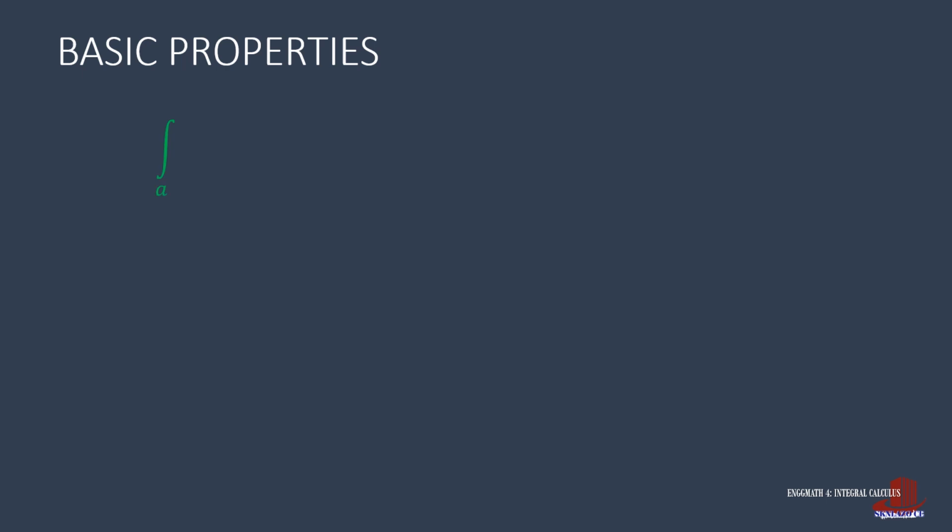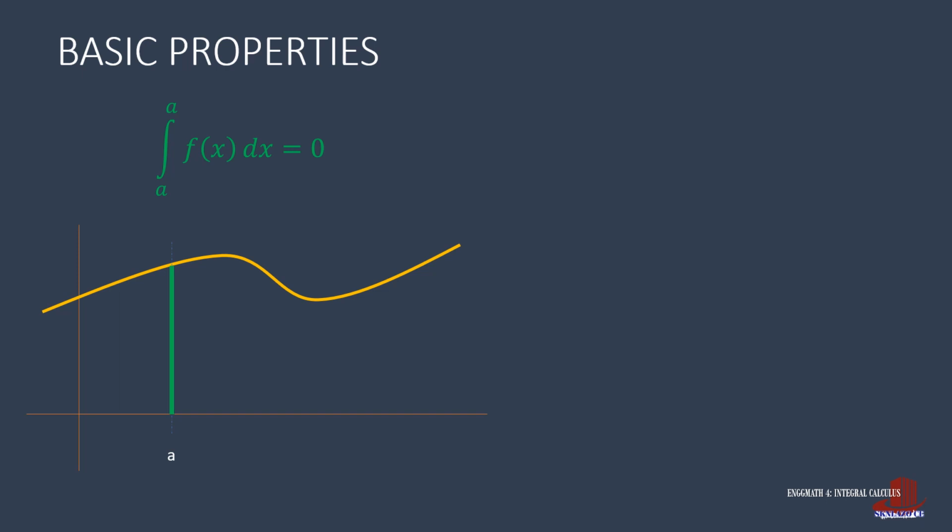The next basic property is when the upper and lower limits are the same, saying the integral of f of x dx from a to a, and this will be equal to 0. Graphically, this can be explained as the area generated below the curve from x equals a to a, which will be basically just a line, having no area at all.